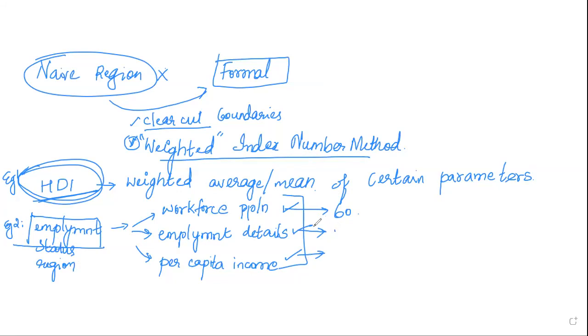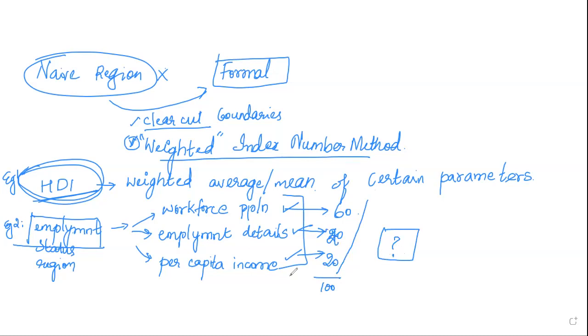Employment details, weighted average ആണ് കൊടുക്കുന്നത്. Employment details I am valuing it for 40%. Let's say 20%, per capita income, I am giving a value of 20%. So out of 100, how much is a region scoring?